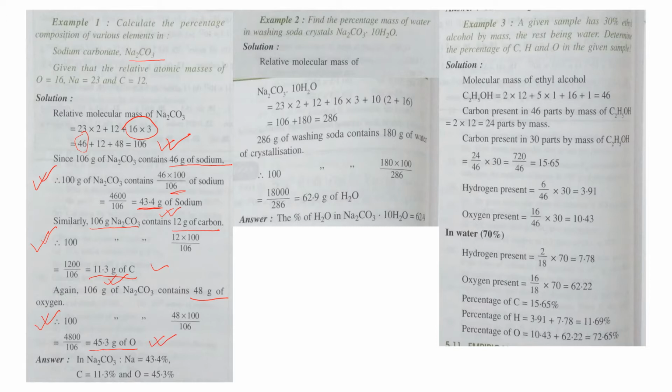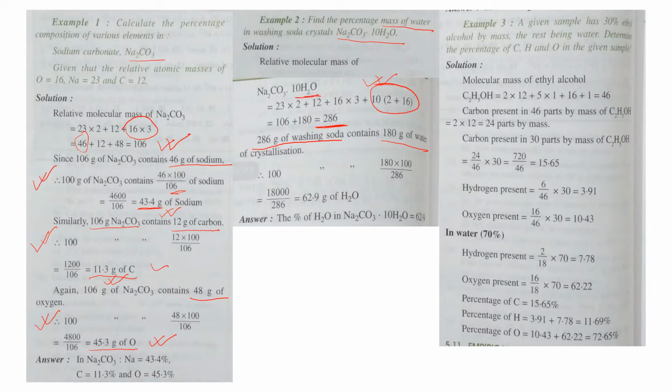Okay. Now the second one, find the percentage mass of water. Only you have to find out the water of crystallization in washing soda crystal. The formula is Na2CO3.10H2O. Find out the molecular mass of Na2CO3.10H2O. Now 286 you are getting. So 286 gram of washing soda contains, this is your water, 180 gram of water. That is 10H2O, 10 into 2 plus 16.